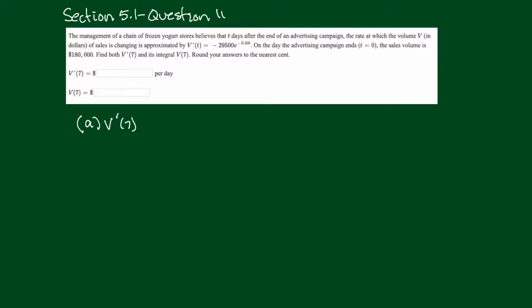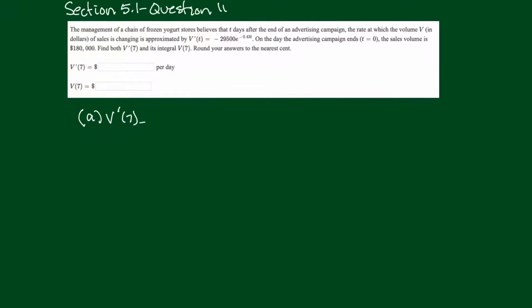So we are going to get negative 29,500 e to the negative 0.43 times 7. I did this on Wolfram Alpha, and I came out with this number here, negative 1454.1.